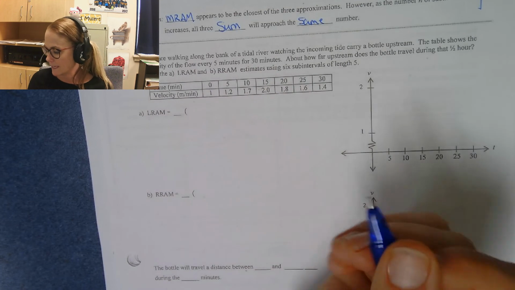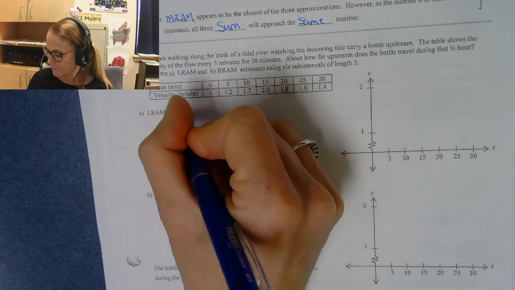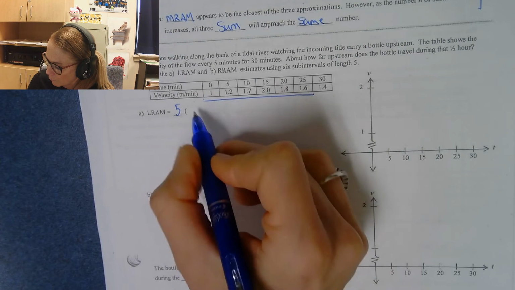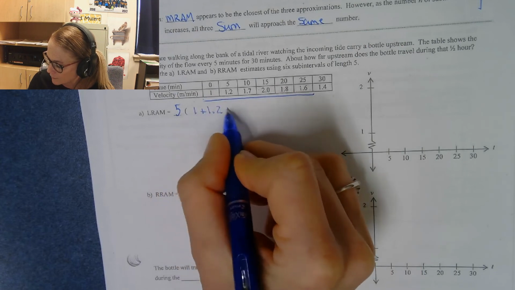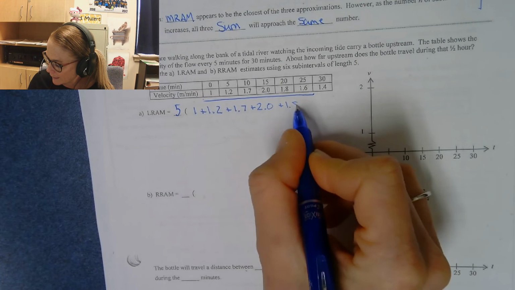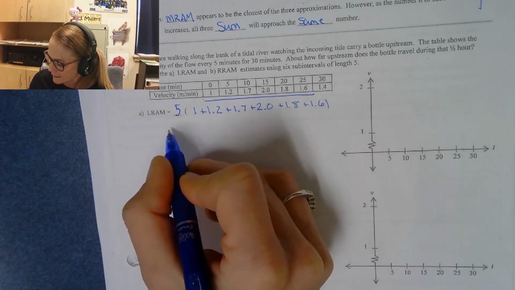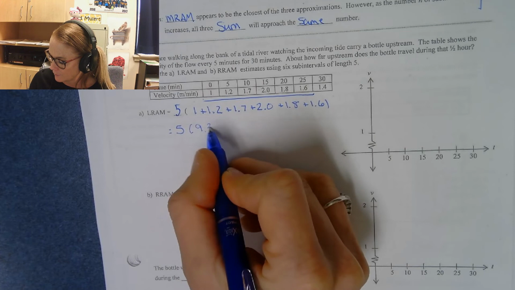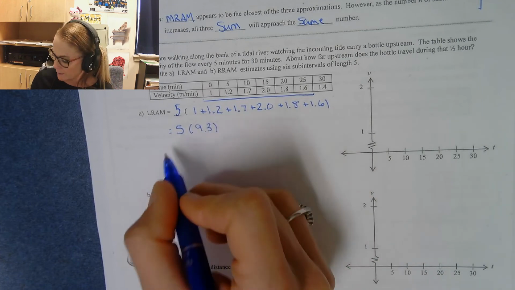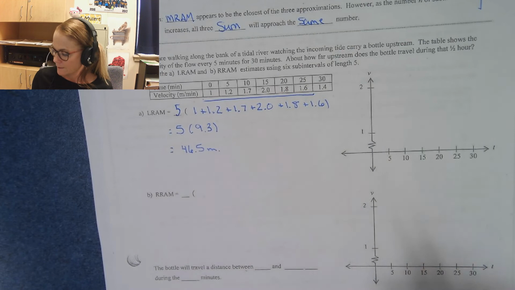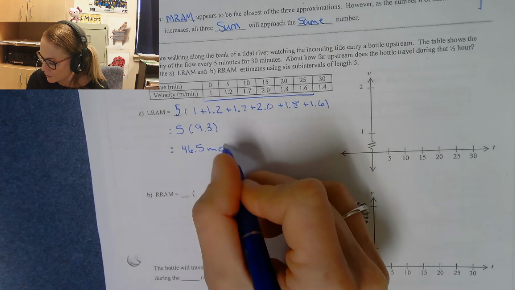So if you were on a time crunch on a test, you would say 5 for the width, and for the LRAM, you're just going to grab these values: 1 plus 1.2 plus 1.7 plus 2.0 plus 1.8 plus 1.6. Take your calculator, you get 9.3 when you add all of those up, and multiply it by 5 to get 46.5 meters. Okay, so if you were in a time crunch, just jam through it.